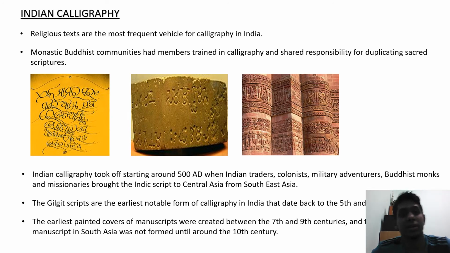Indian calligraphy. Religious texts are the most frequent vehicle for calligraphy in India. So you can see the three pictures of Indian calligraphy. The Gilgit scripts are the earliest notable form of calligraphy in India. So the Gilgit scripts you can search in Google. There's one type of scripts which is known as the earliest.